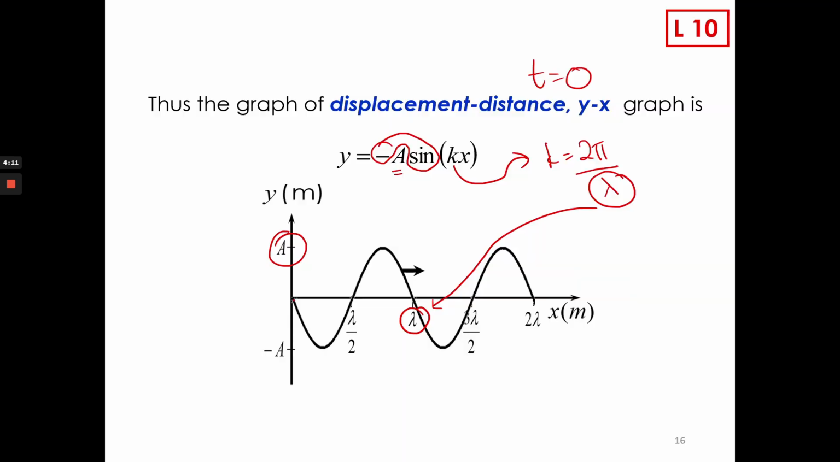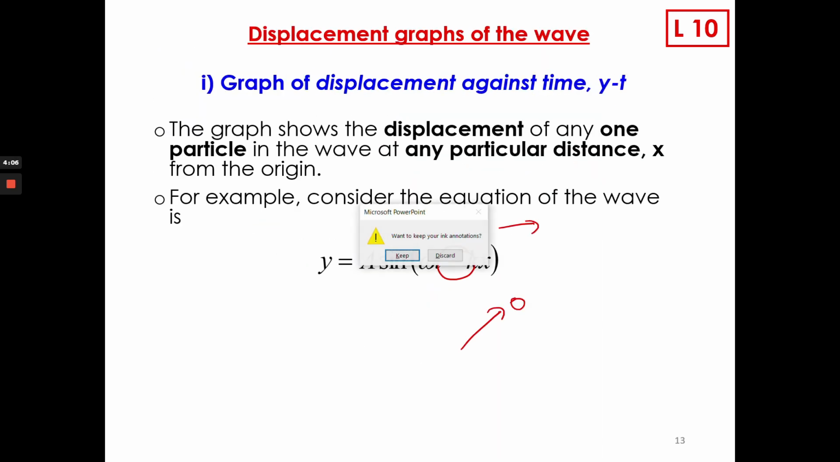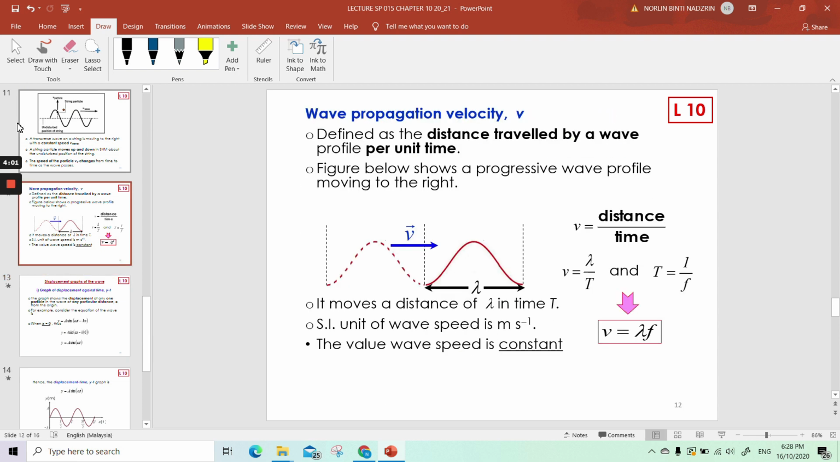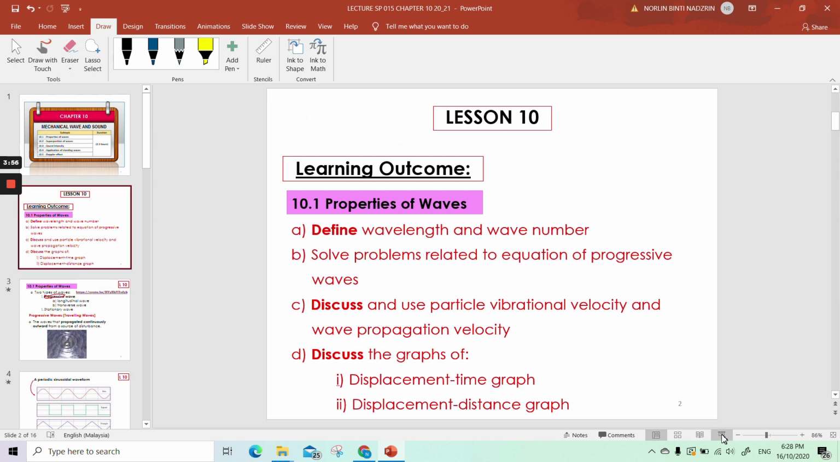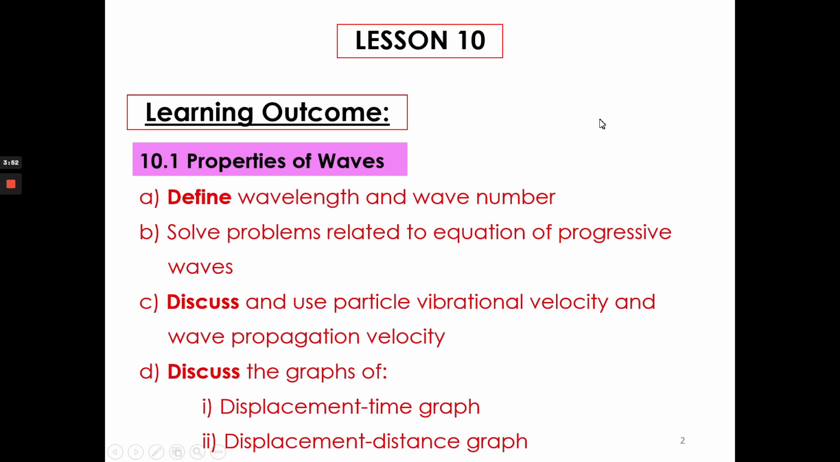So that is basically 10.1, where we have covered all the subtopics or learning outcomes. The first is the definition of wavelength and wave number, then particle vibrational velocity and wave propagation velocity, and the last is the graph of displacement against time, where x equals 0, or displacement against distance, where t equals 0. Particle vibrational velocity Vy is Aω cos(ωt ± kx). Wave propagation V equals fλ. And then define wavelength and wave number k. So that is all for lesson 10. Thank you.